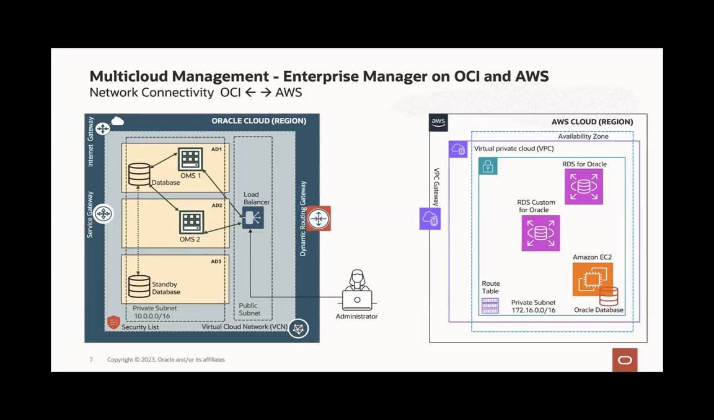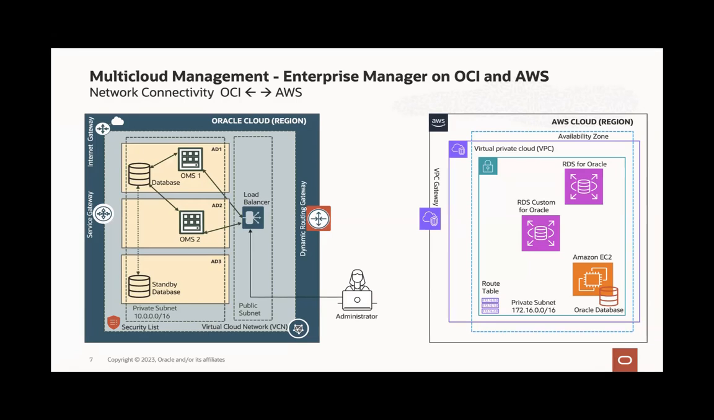Network connectivity between OCI and AWS can be achieved through various methods depending on the specific requirements of the organization. OCI and AWS both supports VPN connectivity, allowing secure communication between the two environments. This involves configuring IPsec VPN tunnel between the VCN in OCI and the VPC, which is a virtual private cloud in AWS. VPN connectivity provides encrypted and private communication channels.